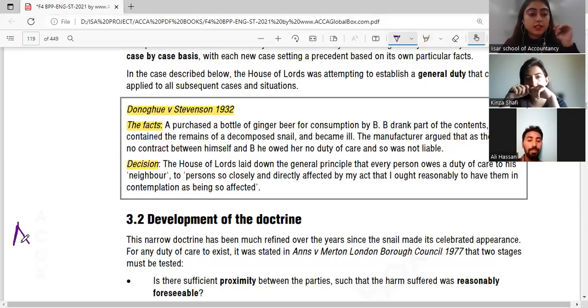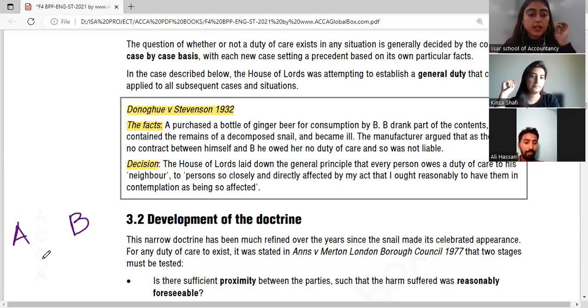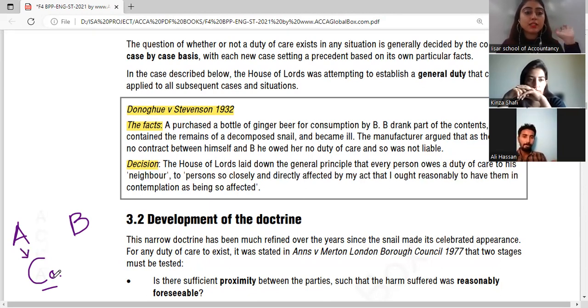There is a company A. Okay, there is a person B and there is the company C. Let's keep it company C. These are the two parties. A goes to the shop and purchases a ginger bottle belonging to this company. So legally, there's a contract between A and the company. Yes or no? Yes.